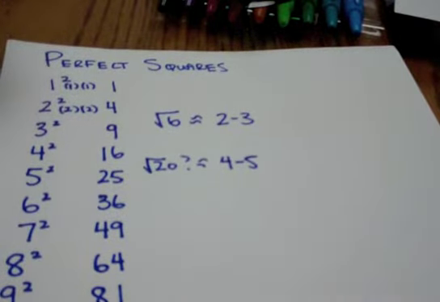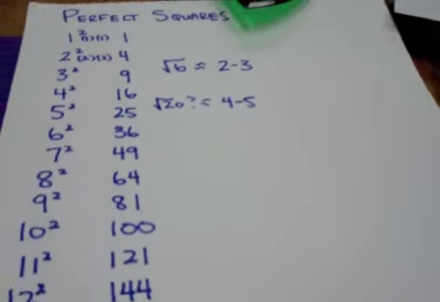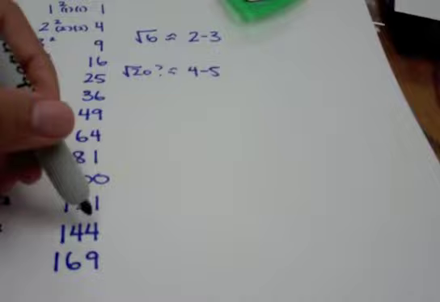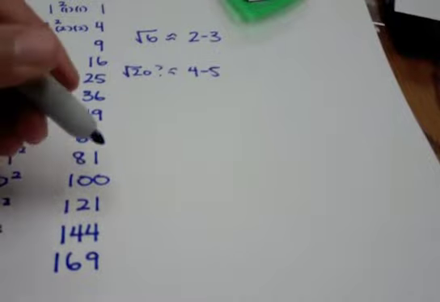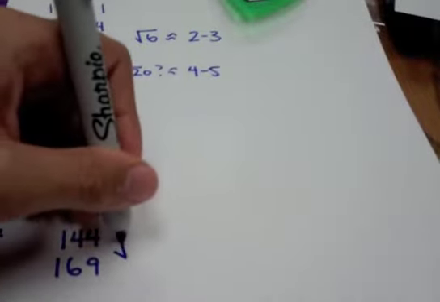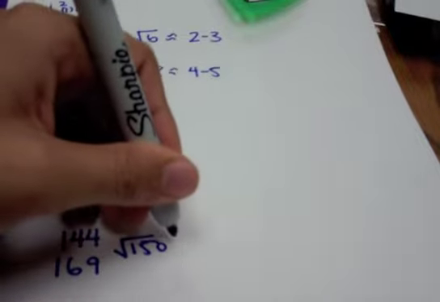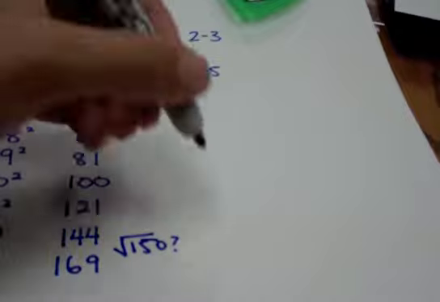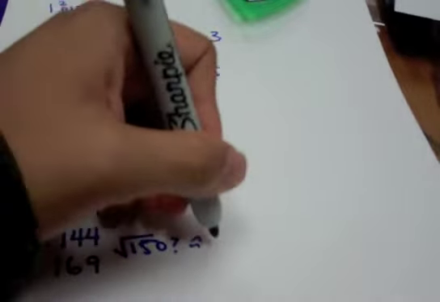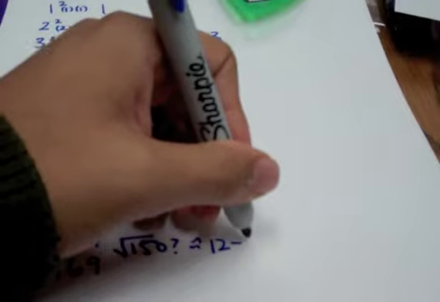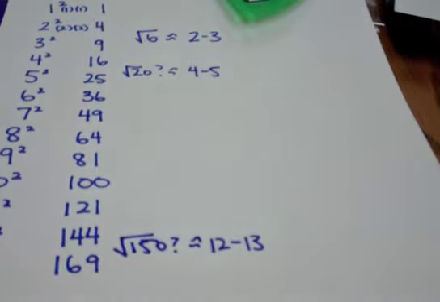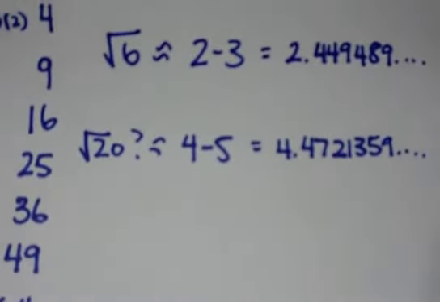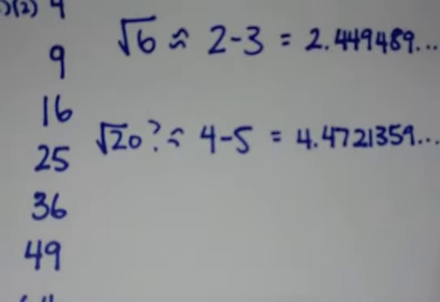Okay, so what if they asked you, what's the square root of 150? Well, it's not going to be a perfect square, but you know that it's in between 144 and 169. So it should be somewhere between 12 and 13.